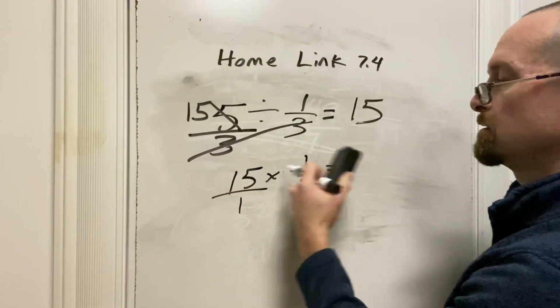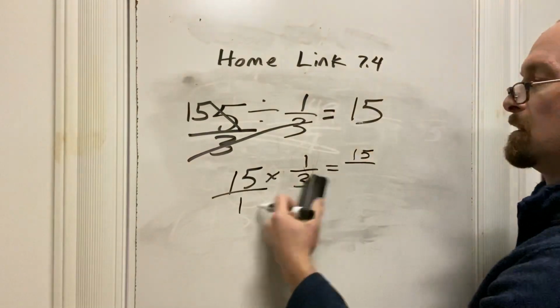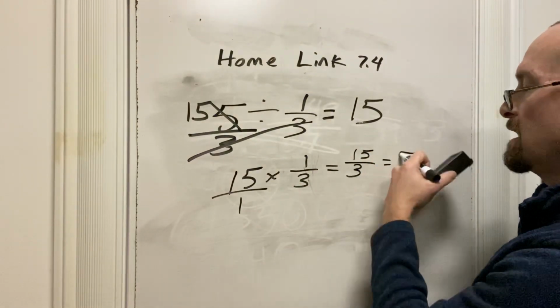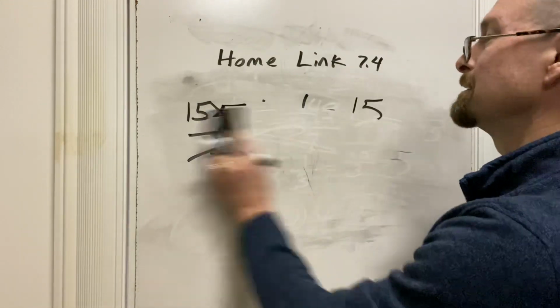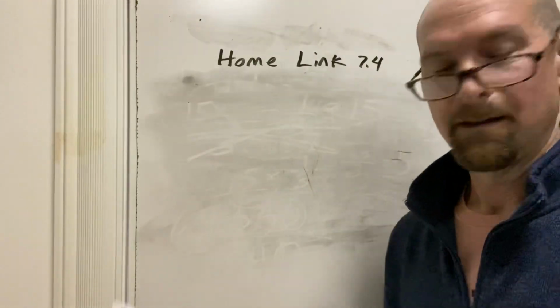Put that over 1. You get 15 on top, 3 on bottom. Is that equal to 5? And is that what you started with? Sure is. Aren't you smart? You're very smart.